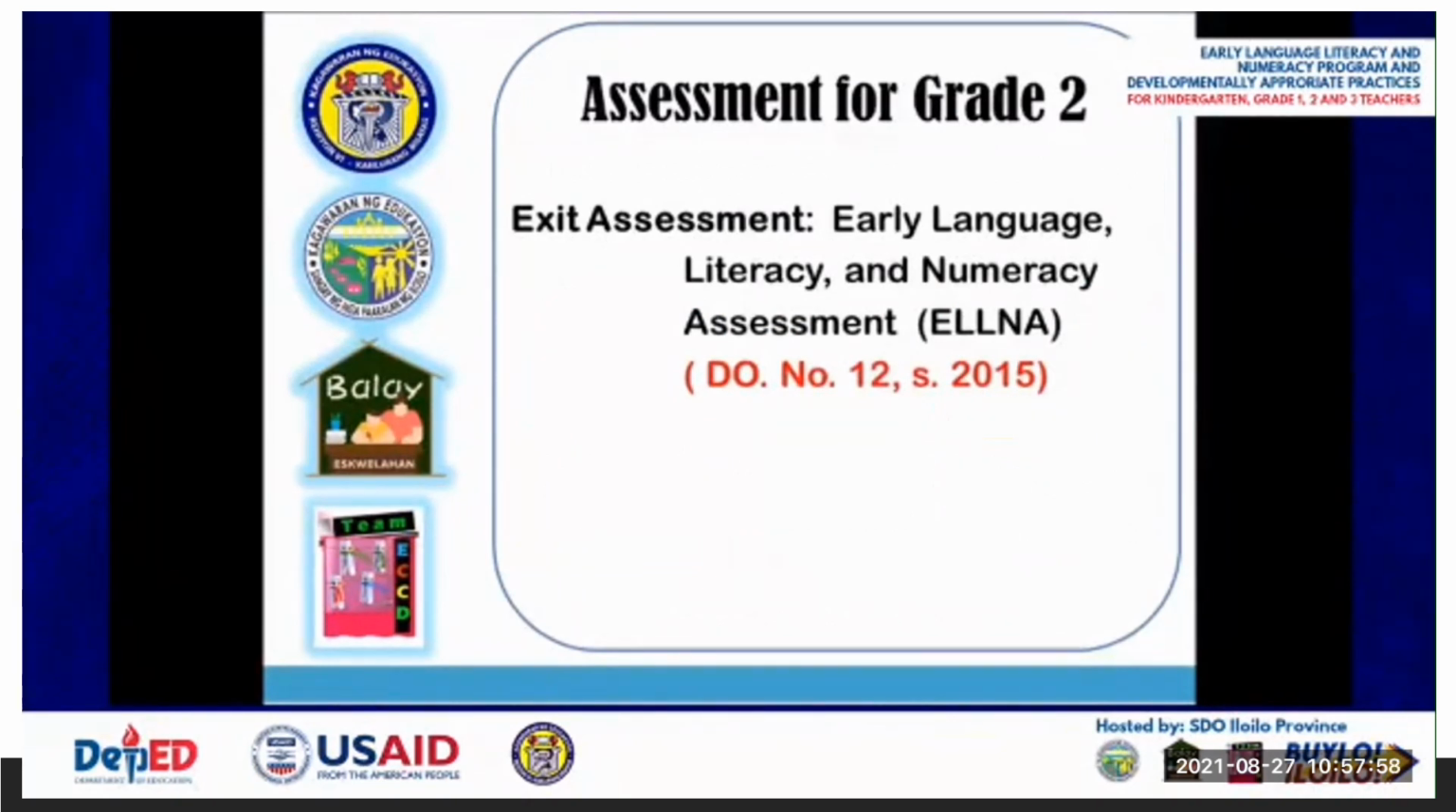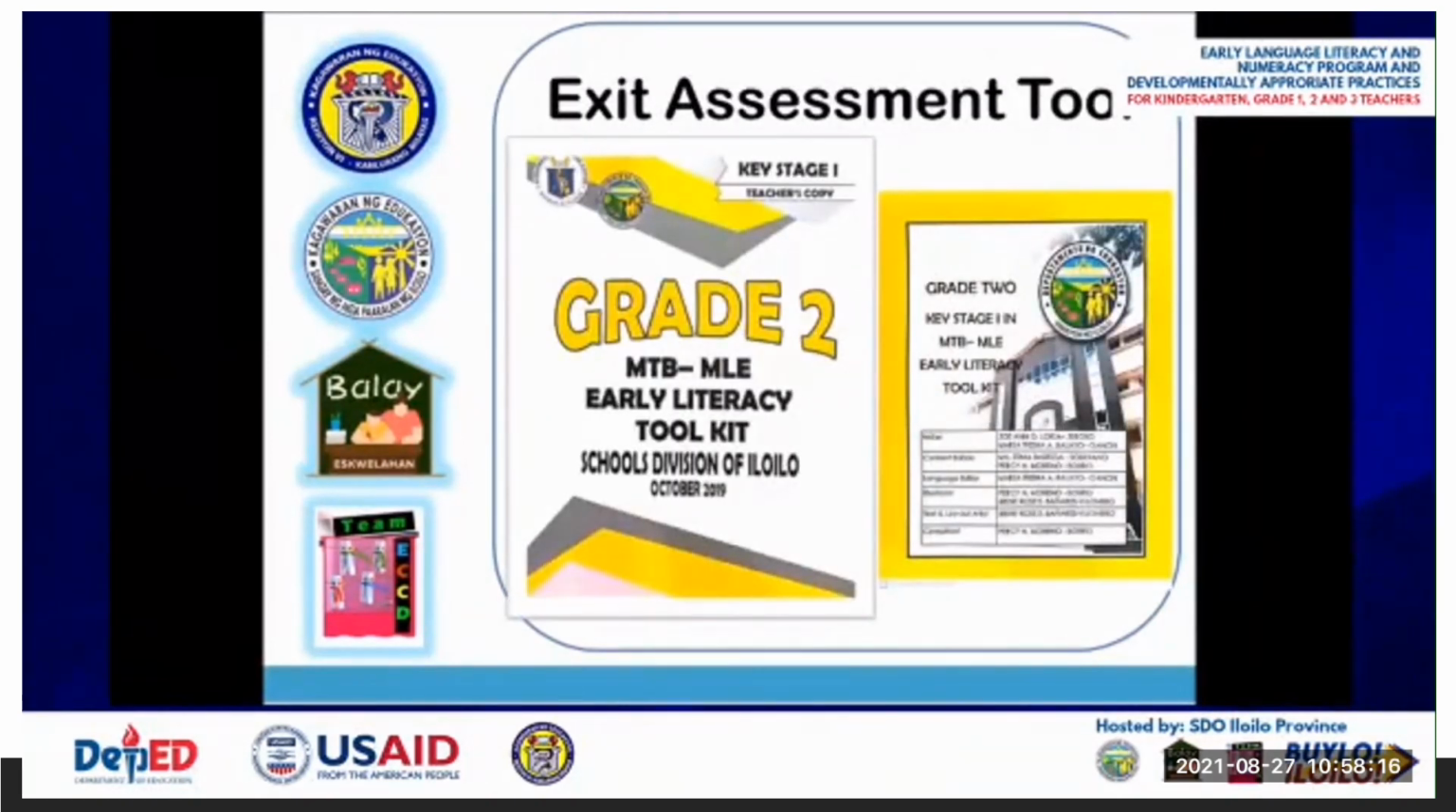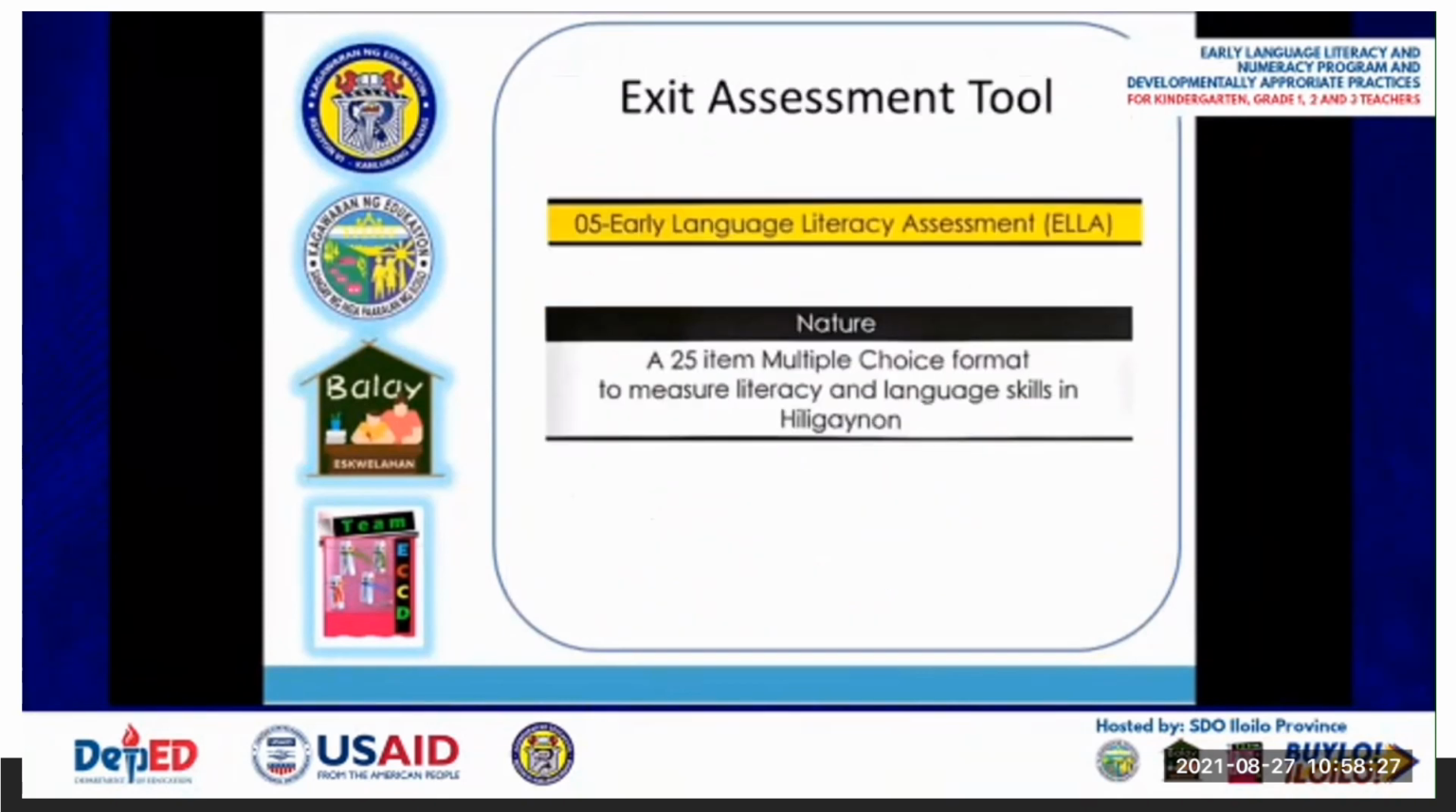Next is the exit assessment. We have the Early Language Literacy and Numeracy Assessment, or we call ELLN. It is based on DepEd Order number 12, series of 2015. I have here the Grade 2 MTB-MLE Early Literacy Toolkit of the Schools Division of Iloilo. It is a 25-item multiple choice format to measure literacy and language skills in Hiligaynon.